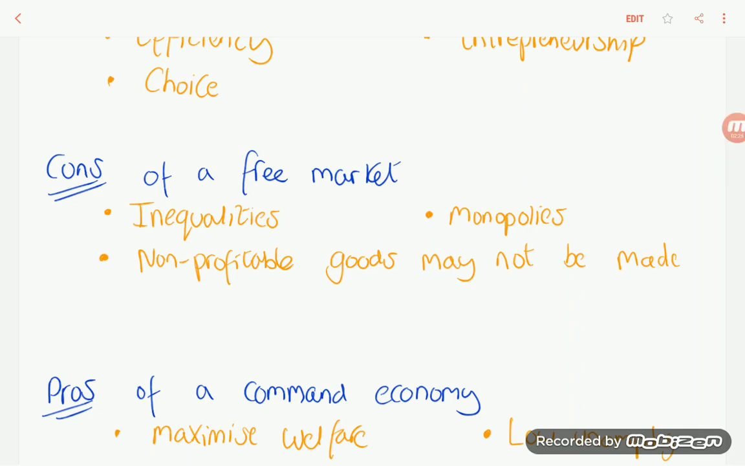Non-profitable goods may not be made. For example, drugs to treat rare medical conditions may never sell enough for a firm to make any profit, so these would not be made. Monopolies. Successful businesses can become the only supplier of a product. This market dominance can be abused by charging high prices and restricting output at the expense of the consumer.